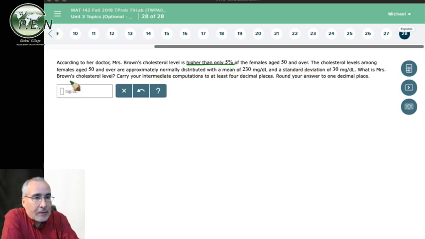The cholesterol levels among females aged 50 and over are approximately normally distributed with, here's the important thing, a mean of 230 and a standard deviation of 30. What is Mrs. Brown's cholesterol level? Well, we can find sort of a boundary point. So let's see what is going on here. Carry out intermediate calculations to at least 4 decimal places, and round the last one to answer to 1 decimal place.